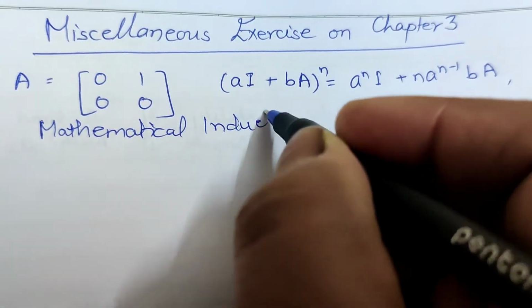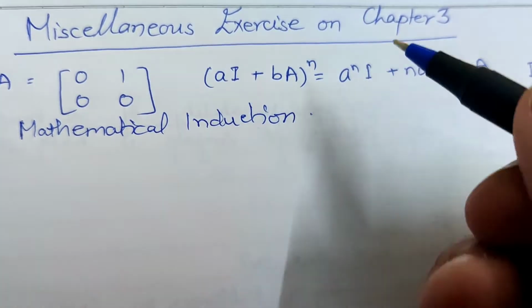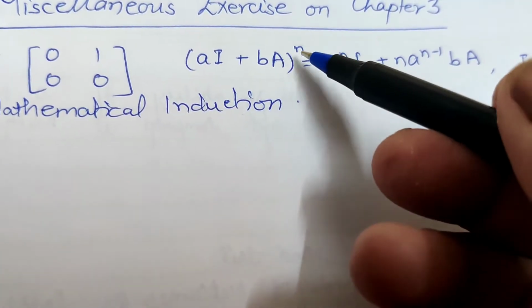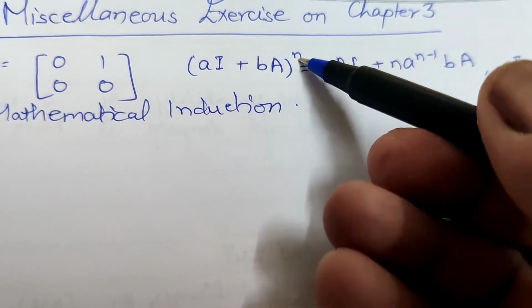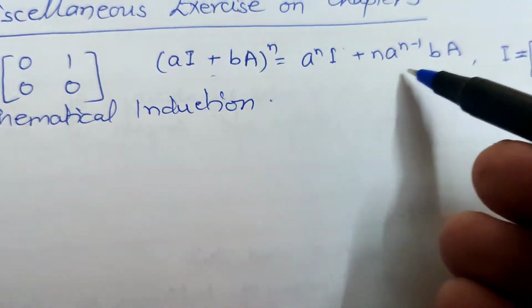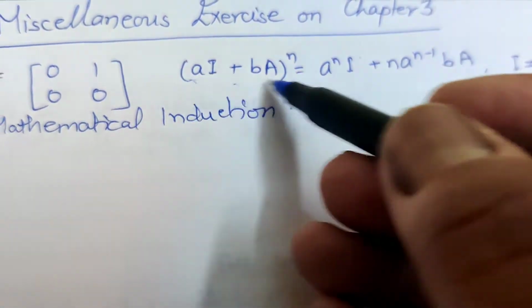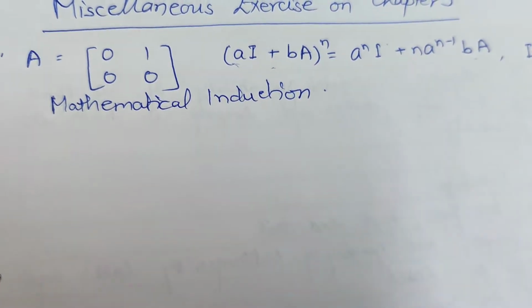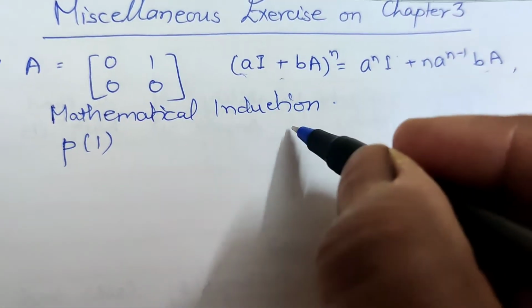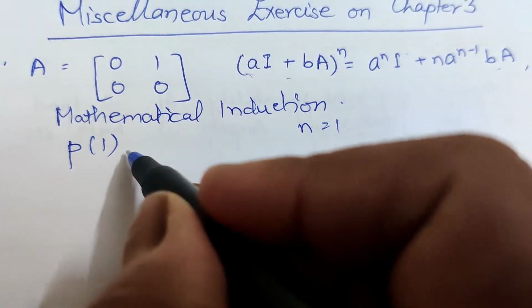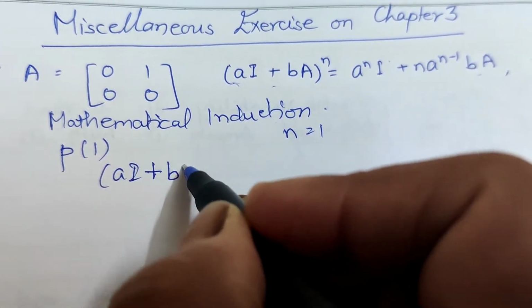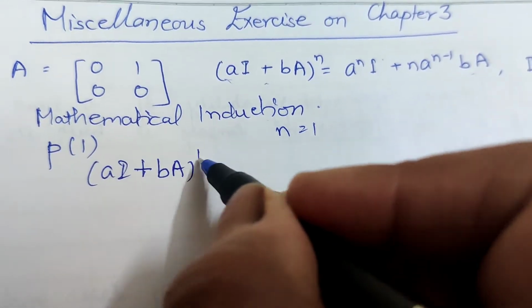Mathematical induction is this: if the statement is true for n equal to 1, then assume true for n equal to k and prove for n equal to k plus 1. This means it is also true for all the values of n. Okay, now take P1. P1 means n equal to 1. (aI + bA) raised to power 1.